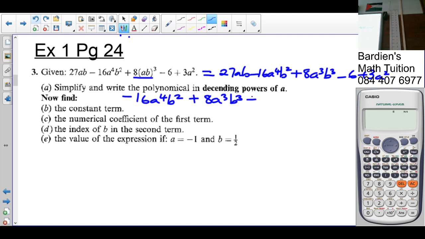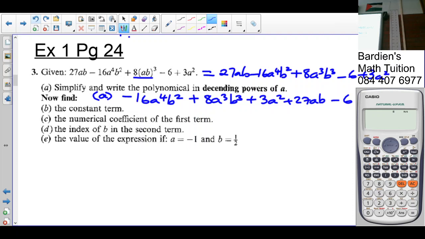So next is going to be plus 3a squared. Then plus 27ab. Then minus 6. And there we have written the polynomial in descending powers of a. Do you all understand? This is the answer to a.